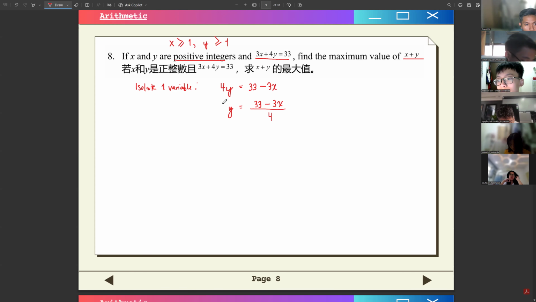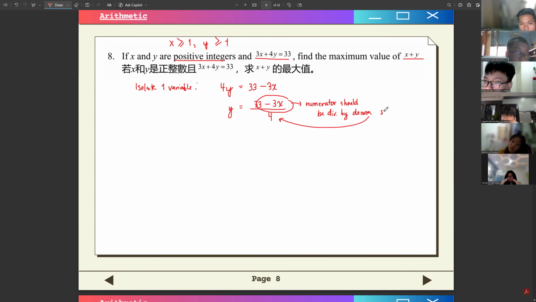Take note, your y should be an integer. So what should be the case for your y to be an integer? This numerator should be divisible by the denominator, right? For it to become an integer. The numerator should be divisible by the denominator, which is 4, so that y is an integer. Okay?